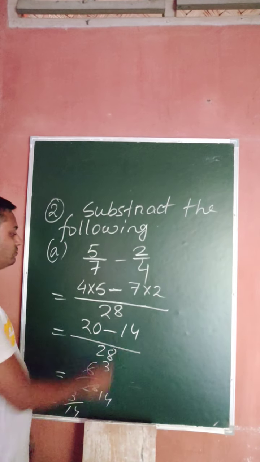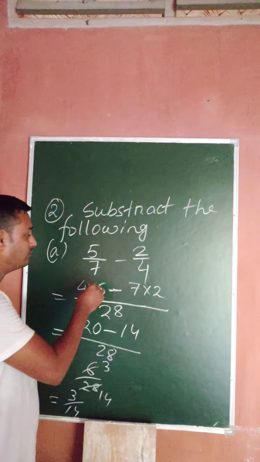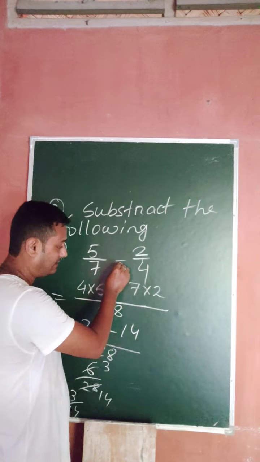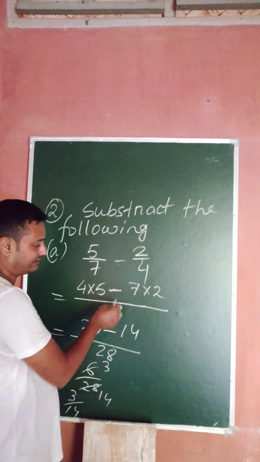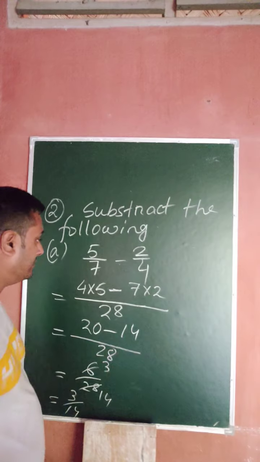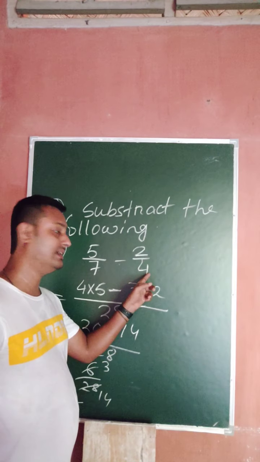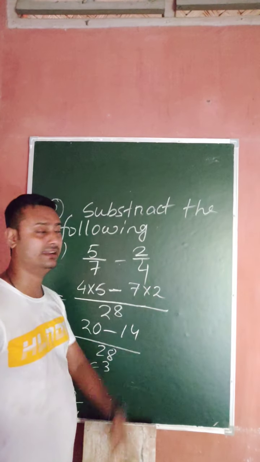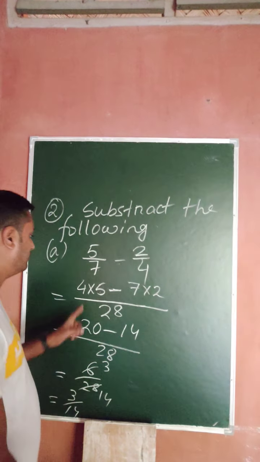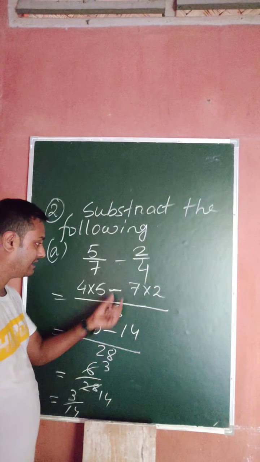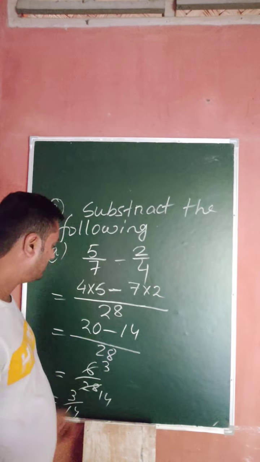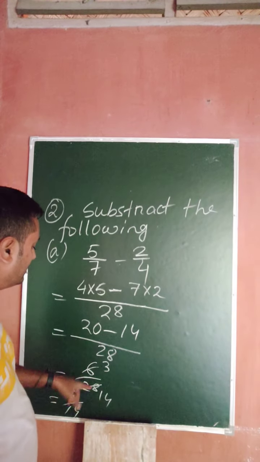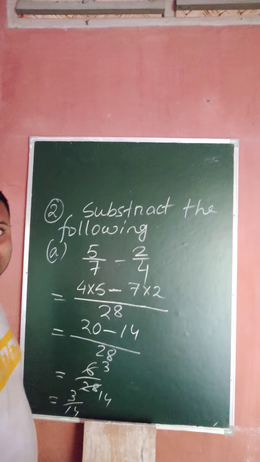So 28 divided by 7 becomes 4, and that 4 you have to multiply with the numerator 5, so 4 into 5. There is a minus symbol in between the fractions, so you have to write the minus here. Next, 28 divided by the other denominator 4 becomes 7, and that 7 you have to multiply with the numerator, so 7 into 2. Now 4 into 5 becomes 20, and 7 into 2 becomes 14. So now 20 minus 14, the denominator remains the same. 20 minus 14 becomes 6, so the value is 6 by 28.